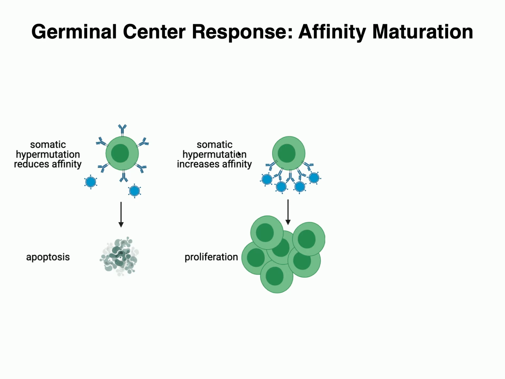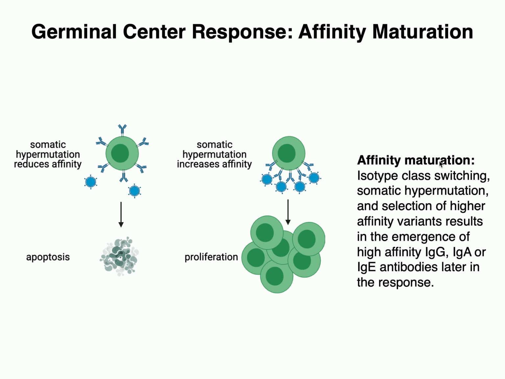But if those mutations increase affinity, it will increase the ability of that B cell to compete for antigen, and thus it will undergo proliferation and outcompete other B cells within its environment, such that later in the response, antibodies are generally isotype class switched. They've undergone somatic hypermutation, and that means antibodies that emerge later in the response are generally IgG, IgA, or IgE antibodies, and they have higher affinity for their antigen than earlier antibodies.